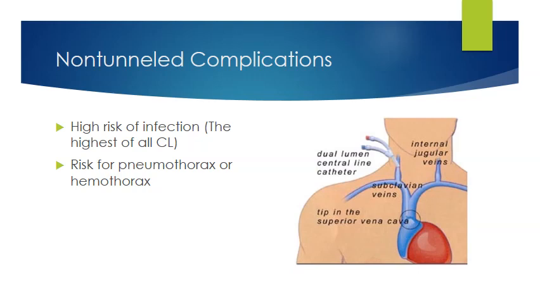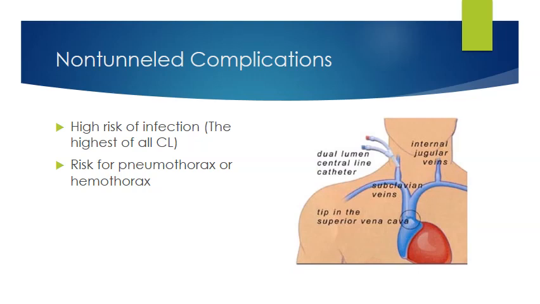The non-tunneled has the highest risk of infection of all central lines, and that's related to the oily skin on your neck and upper chest, the types and amount of microbes, and the location of that dressing. This would also be true for the femoral as well, and that's where we would also put a non-tunneled.